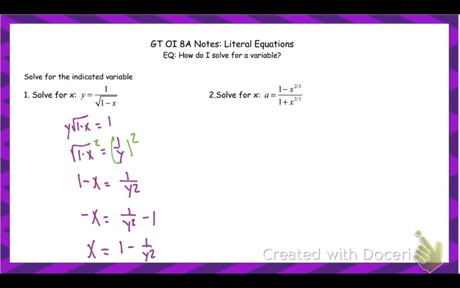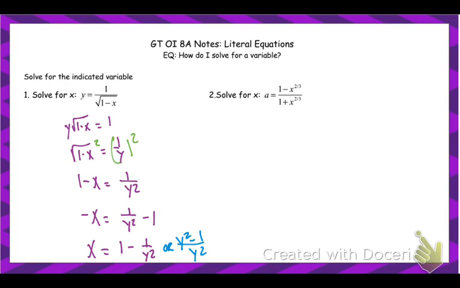If you want to get a common denominator and combine those together, that's another correct form. But the form you write your answer in is really not very specific. As long as you have that variable isolated, you're in good shape. But again, if you wanted to, you could rewrite this as y squared minus 1 over y squared. That's also another form of your correct answer.